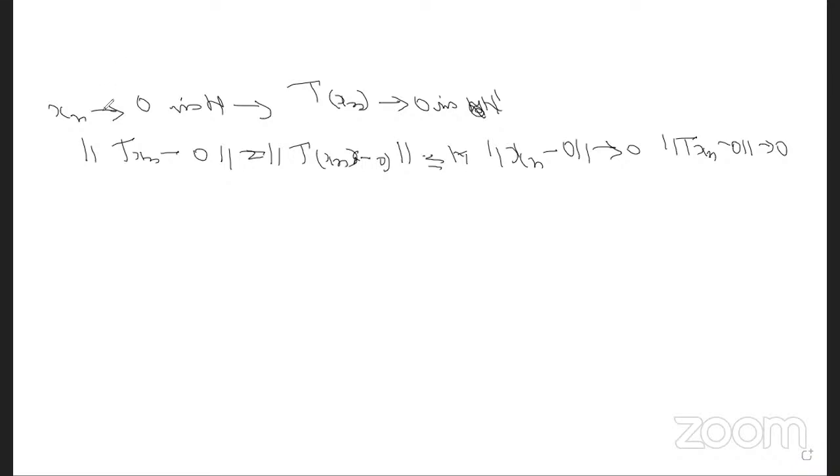That means T of xn tends to 0 in N. So 3 implies 4.